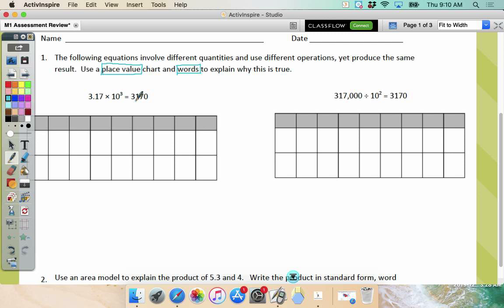3.17 times 10 to the third equals 3,170. 317,000 divided by 10 to the second equals the same answer. We have to explain why that's true. We can do that. So let's start by getting decimals on the place value chart. And this problem, 3.17, okay, you got 3.17 on there?